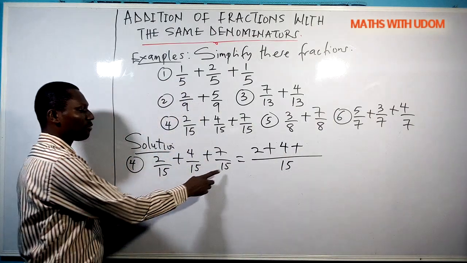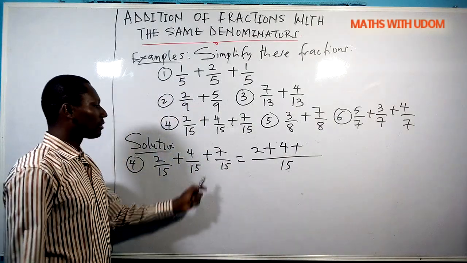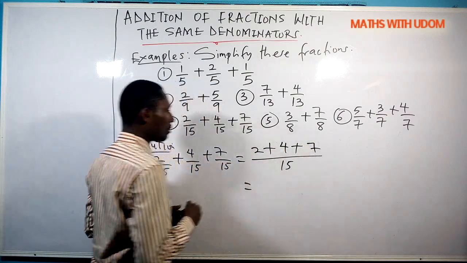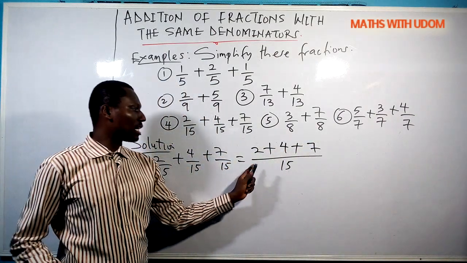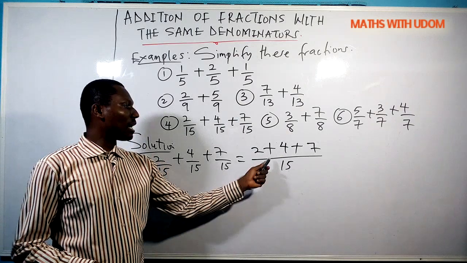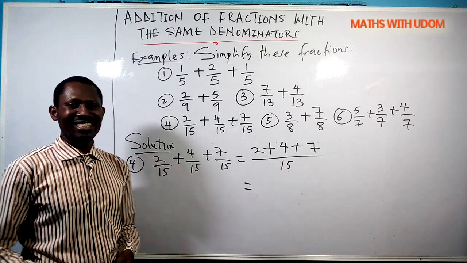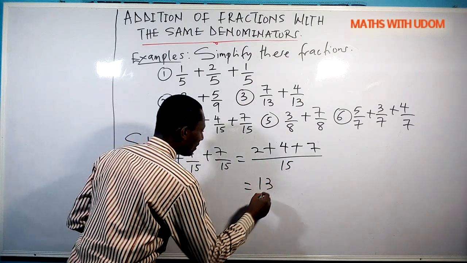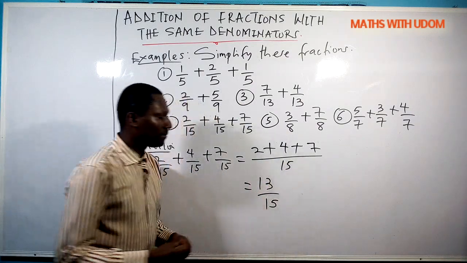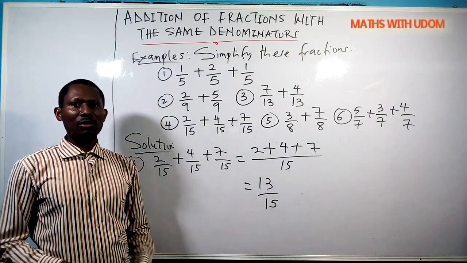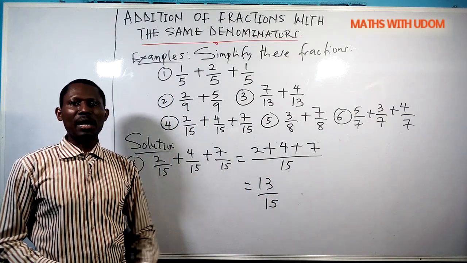Plus, how many 15? 1. 1 times numerator 7. We have 7. So the next thing we are going to do is add the numerators together. So 2 plus 4, our numerator, will give us 6. And 6 plus 7 will give us what? 13. So we have 13 divided by what? 15. So nothing is common, there's no common factor. So you leave your answer this way as a proper fraction.